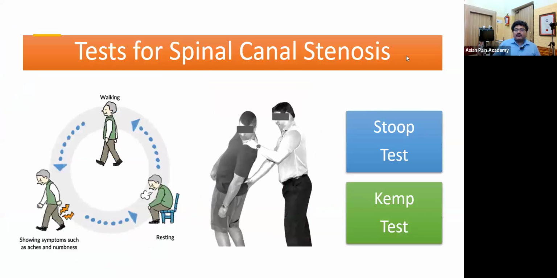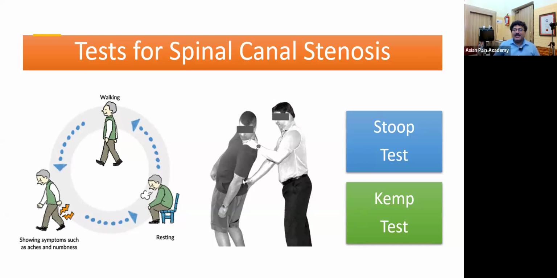Now coming to the spinal canal stenosis, there are two specific tests. One is the Stoop test. What is the Stoop test? Ask the patient to walk with the back extended. Now the patient is walking and is having pain. The patient stops. At that position, ask the patient to lean forward and walk. There will be a little relief and the patient will be able to walk. That is known as the Stoop test.